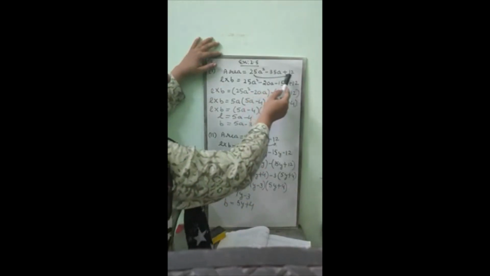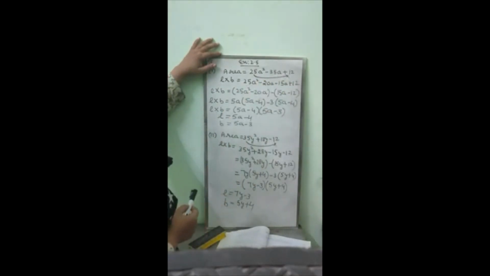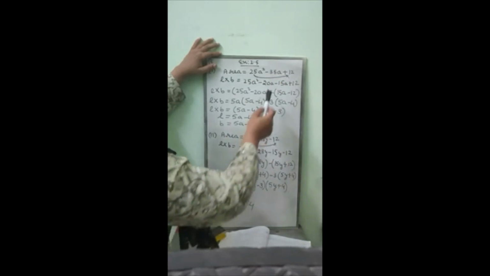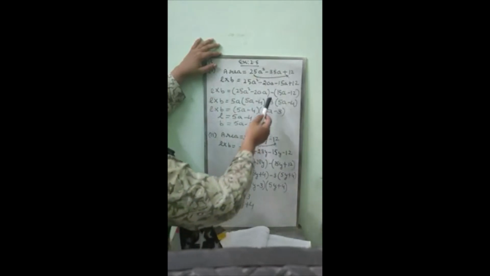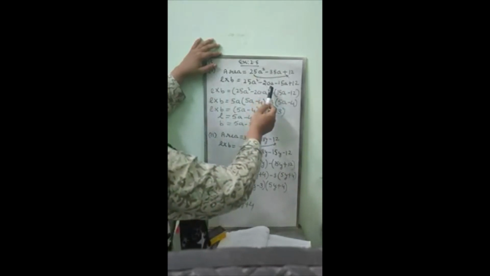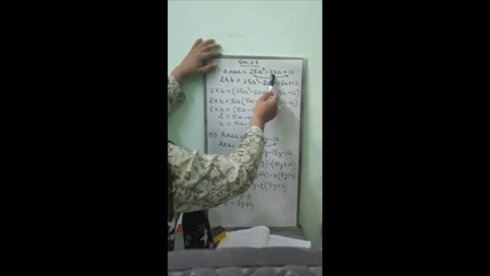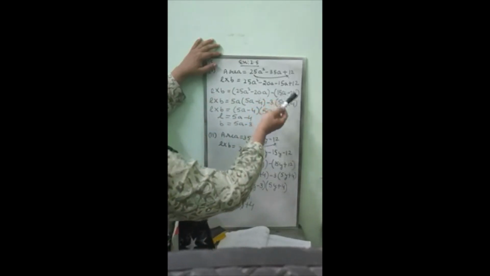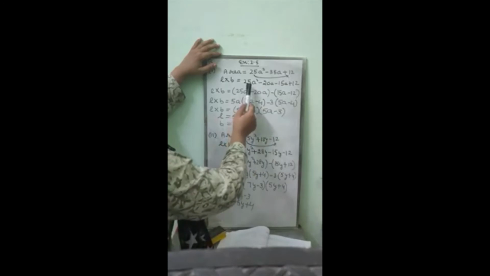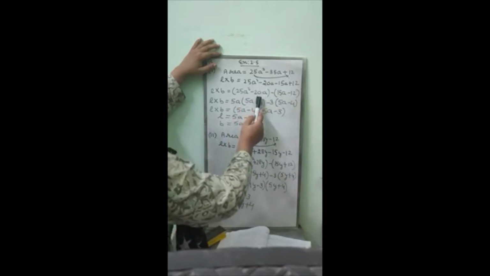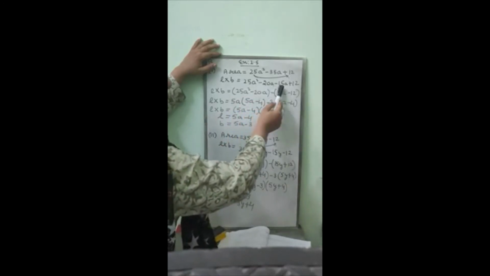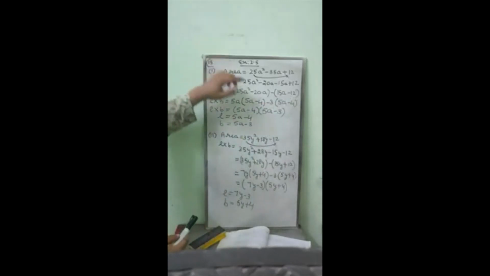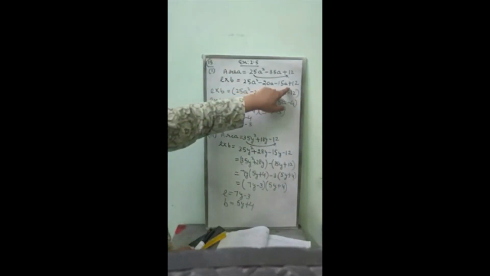So 25 into 12 is 300. I am going to make the factors of 300 by splitting the middle term so that I may get 35. Factors will be 20 and 15. See, minus 20 and minus 15 is minus 35. Minus 20 multiplied with minus 15 is 300. And then first two terms in the first bracket, minus outside, next two terms in the next bracket. When minus is outside, the sign inside the bracket will be changed.